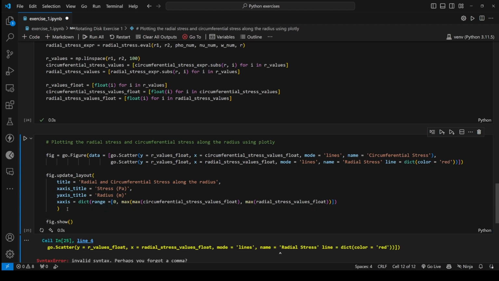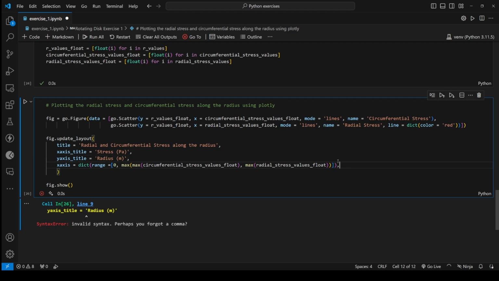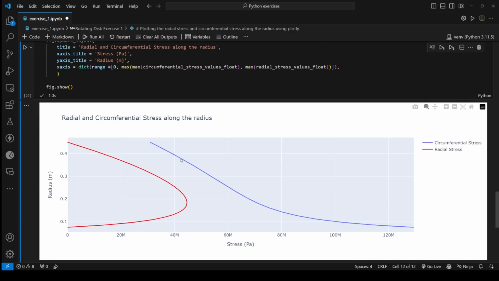Fingers crossed. Oh, forgot a comma. Where? Name was scatter. Let's see. Red in line. Of course, I forgot a comma. Again, a comma. Where? Radius. Where in line 9? In here, another comma. Well, what else? Do I need another comma? Well, let me put just a comma here, just in case. Let me see. Oh, here it is.